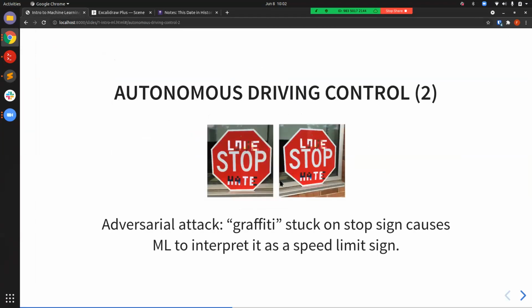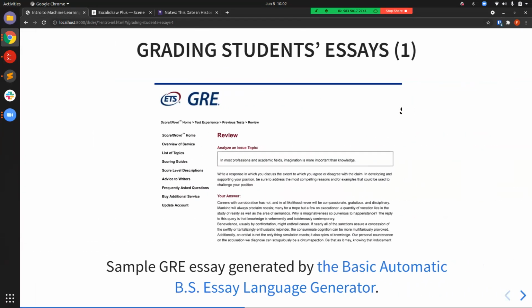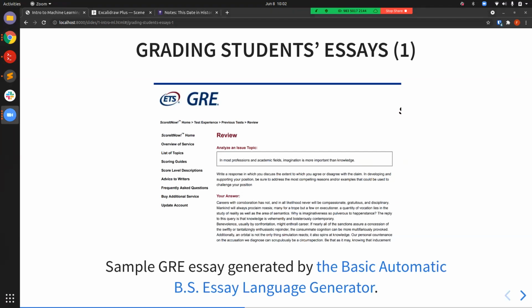Okay. Let's look at a different system. Grading students' essays. Most of you, I guess, have taken the GRE. The GRE uses a combination of human and automatic grading to grade essays on the analytical writing section. Do you think this is a good candidate for machine learning?